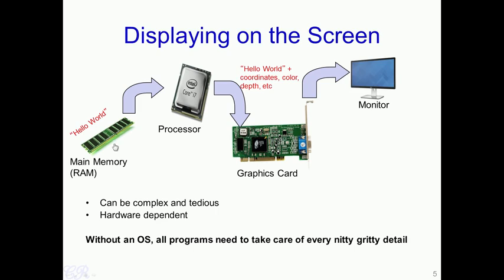Another aspect is that this is extremely hardware dependent. Any change in one of these things, for example, if the processor changes or if the graphics card or monitor changes, then it is quite likely that the program will not work. For example, if the monitor changes, then there may be certain attributes which need to be specified differently for the new monitor, or if the graphics card changes, then perhaps the way the coordinates are set, where the depth and color are set for this string hello world would differ.